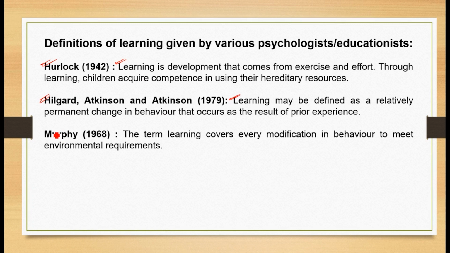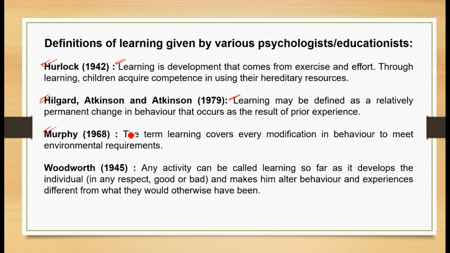Now the definition by Murphy in 1968: the term learning covers every modification in behavior to meet environmental requirements. Another by Woodworth in 1945, he defined learning as, any activity can be called learning so far as it develops the individual in any respect, good or bad, and makes him alter behavior and experiences different from what they would otherwise have been. So this is the definition by Woodworth. Now these are 4 important scholarly definitions that are given for the term learning, which we all can remember from here.